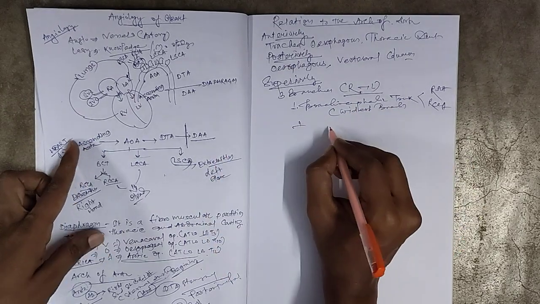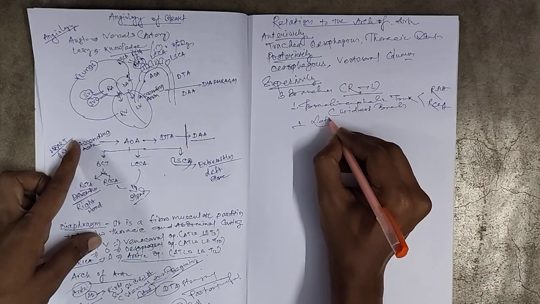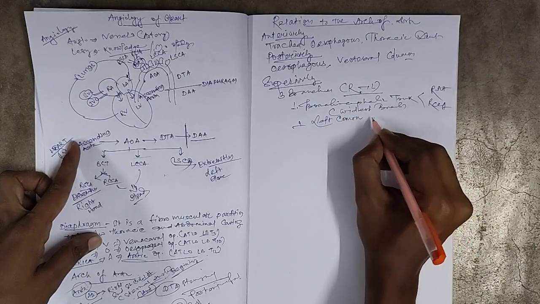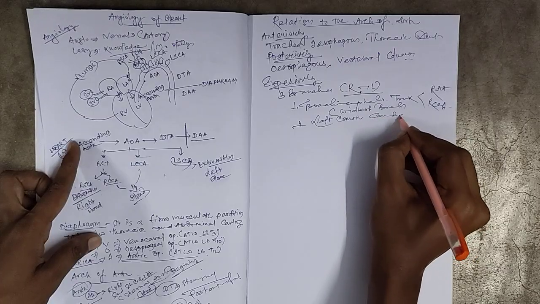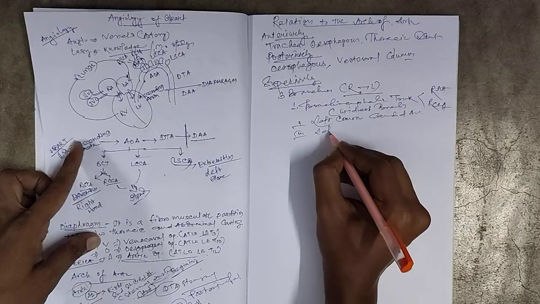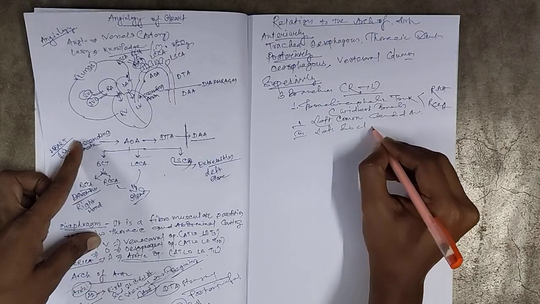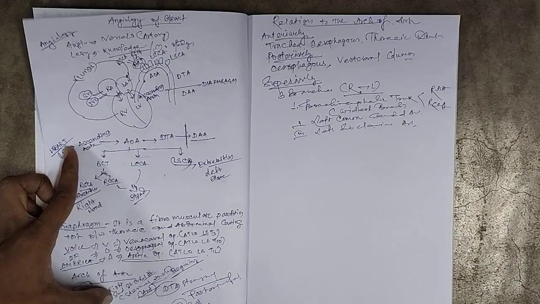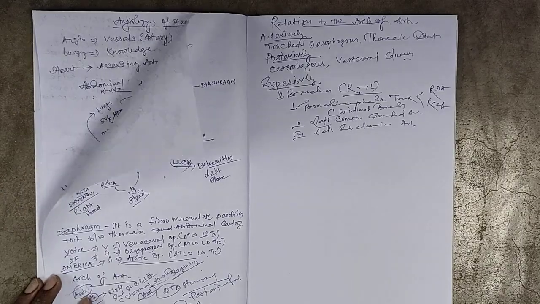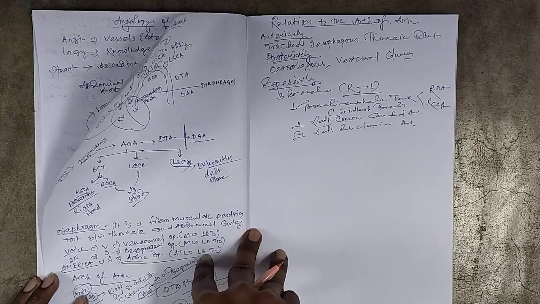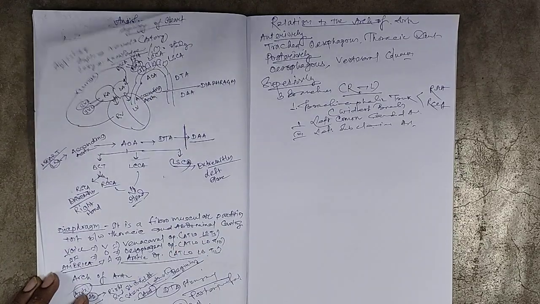Number two, the left common carotid artery, and number three, the left subclavian artery. The brachiocephalic artery or trunk and the left common carotid artery supply blood to the neck and the brain.